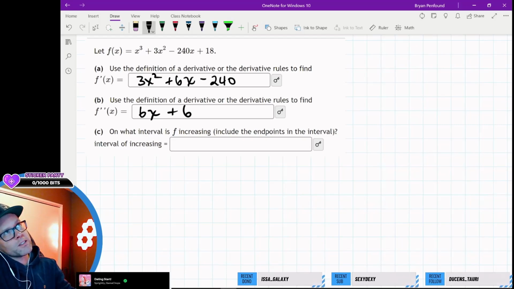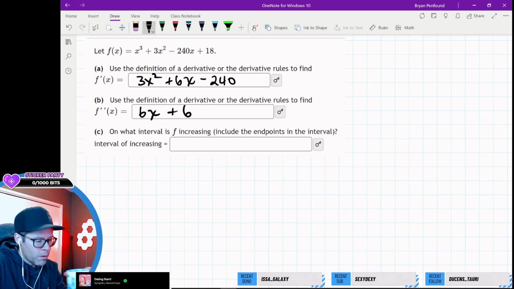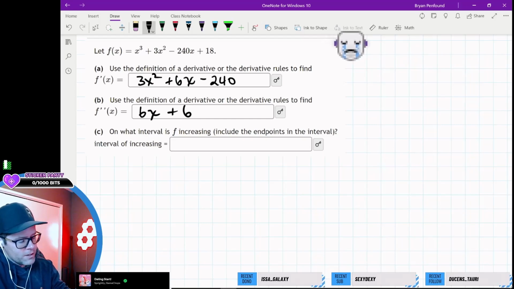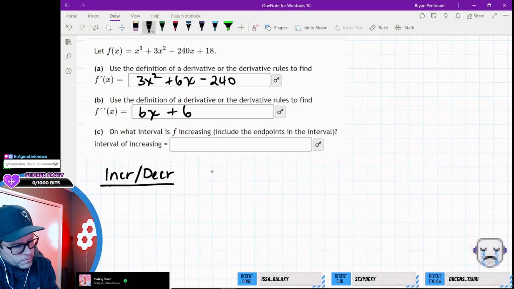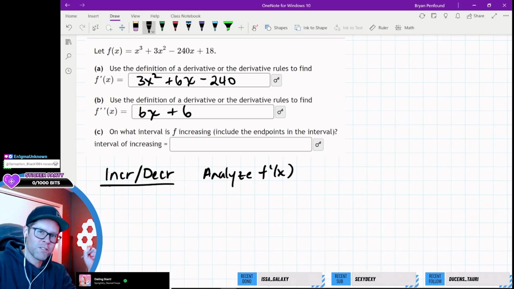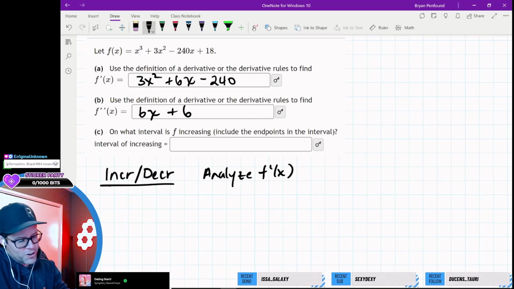So intervals, I'm trying to remember, it's been a while. Intervals of increase are when the first derivative is positive. Is that how this works? Usually when I teach this section of the course, I'm usually just like, you make a first derivative chart, make a second derivative chart, or one or the other, and just kind of figure out what's going on.